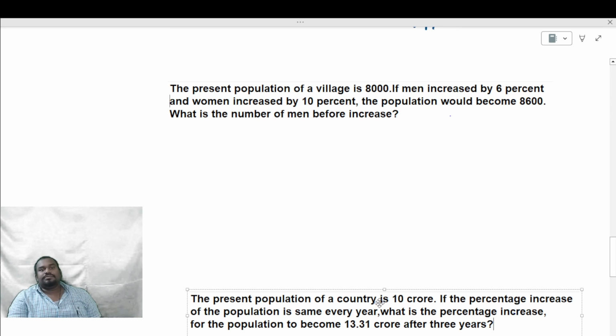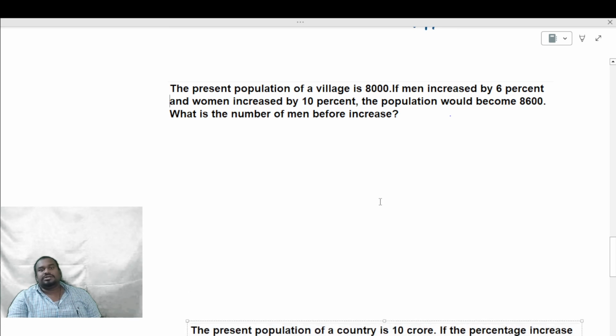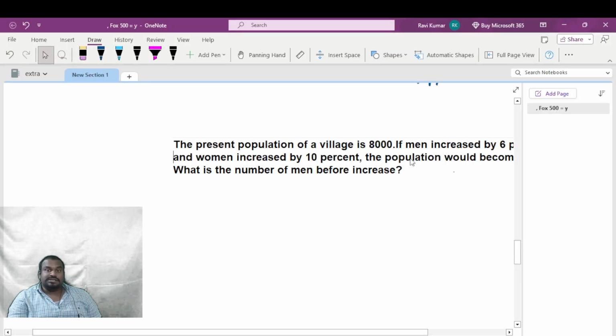Now, the present population of the village is 8,000. Men increased by 6% and women increased by 10%. The population would become 8,600. What is the number of men before the increase? Okay, the population is given as 8,000.